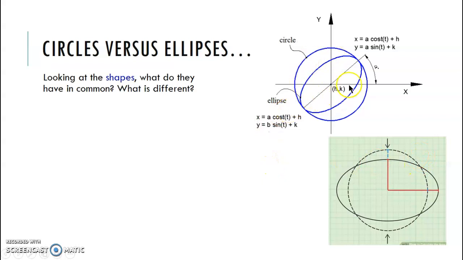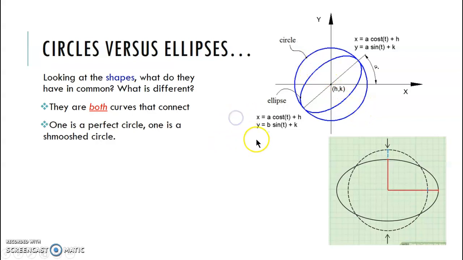So first let's look at the shapes. Looking at the shapes, what do they have in common? And what's different? So hopefully you're seeing that what they have in common is that both an ellipse and a circle are curves that connect. So circle, we have a curve that comes back and connects. Ellipse, again, curve that comes back and connects. The main difference between the two is that this ellipse looks like it's been smushed in or squeezed in. Our circle is a perfect circle. And then we have our smooshed circle, which is pretty much our ellipse.